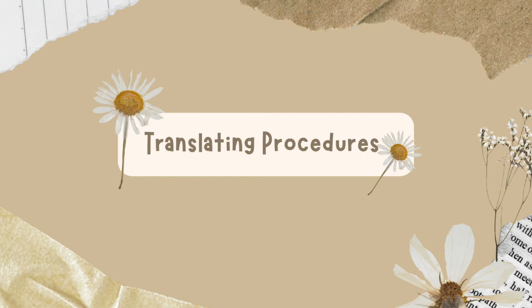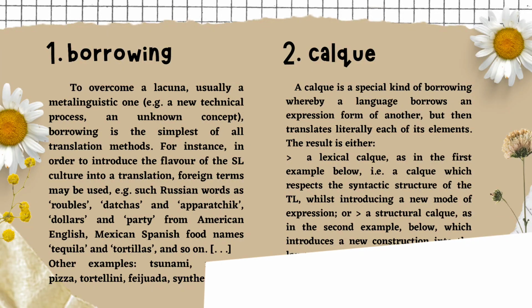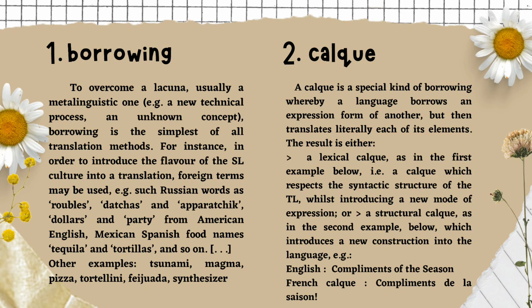Okay, next, it is about translating procedures. There are 7 kinds of translating procedures. 1. Borrowing. Borrowing, to overcome a lacuna, usually a metalinguistic one, a new technical process, an unknown concept. Borrowing is the simplest of all translating methods.